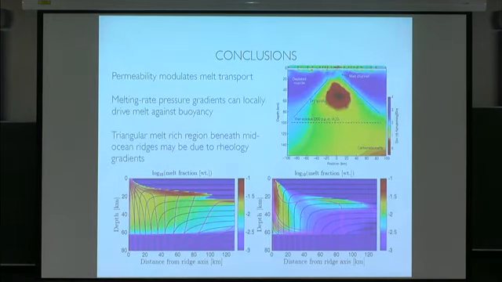So I'll finish it there and just say that the permeability is modulating the melt transport, but it's not the grain size through the permeability that's able to have much influence. It's more the melting rate pressure gradients that are a function of the rheology and the melting rate, and rheology can clearly be a function of the grain size and strain rate.